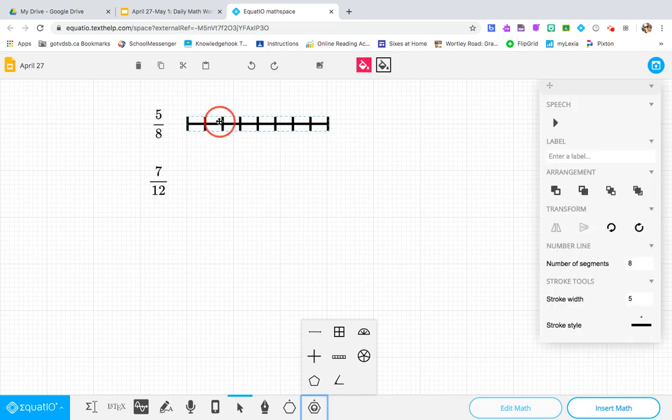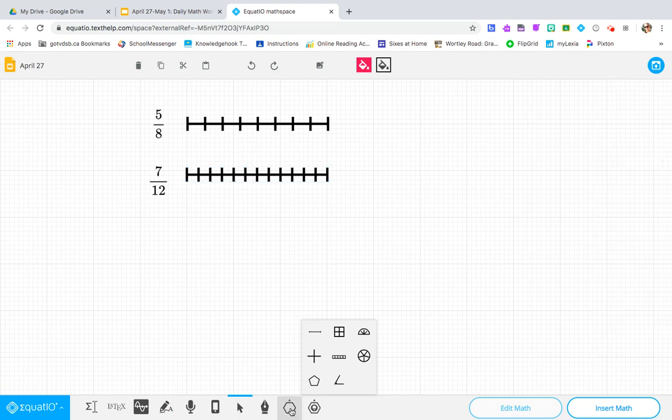So actually, we're not going to create a new one. We're just going to take the same one to keep it the same length, the same size whole. We're going to copy and paste that one on there as well. But this one, we're going to switch to be broken up into 12ths.